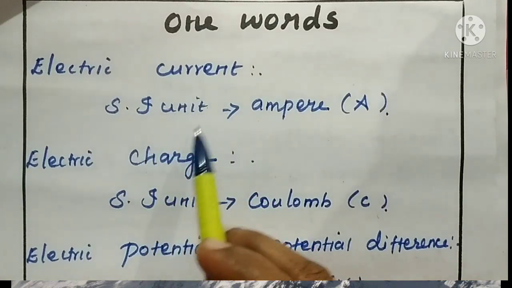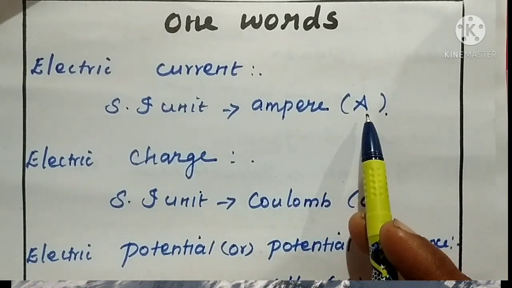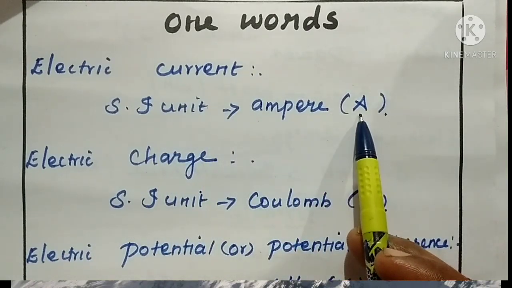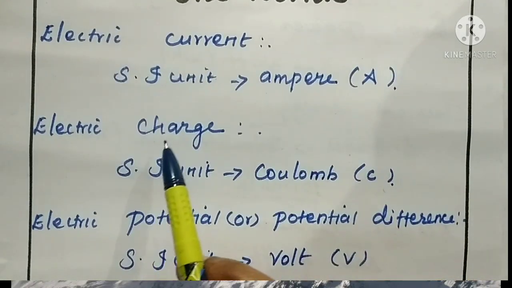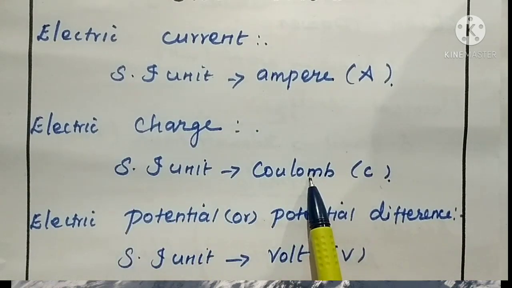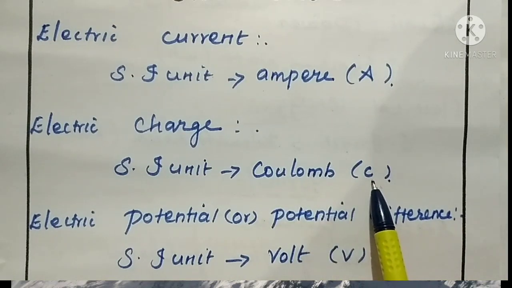The SI unit of electric current is ampere. It is represented by the symbol A. What's the unit of electric current? Ampere. The symbol is A. Second one, electric charge. The unit is coulomb. What's the unit of electric charge? Coulomb. It is represented by the symbol C.